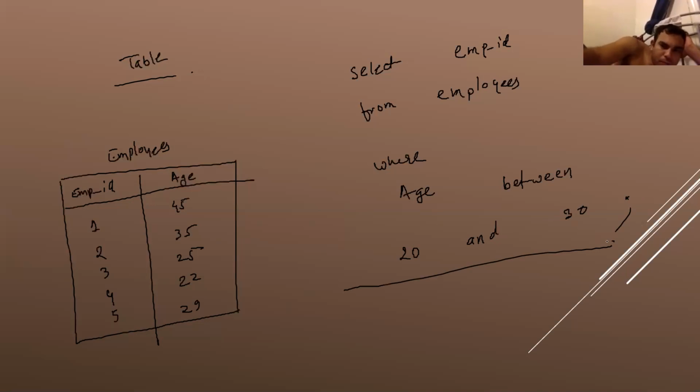So how many employees are there who are having their age between 20 and 30? 20 to 30, right? 1, 2, 3 employees. Not 4. Employee ID 3, employee ID 4, and employee ID 5, right? Do you also agree with me? Yes, right.